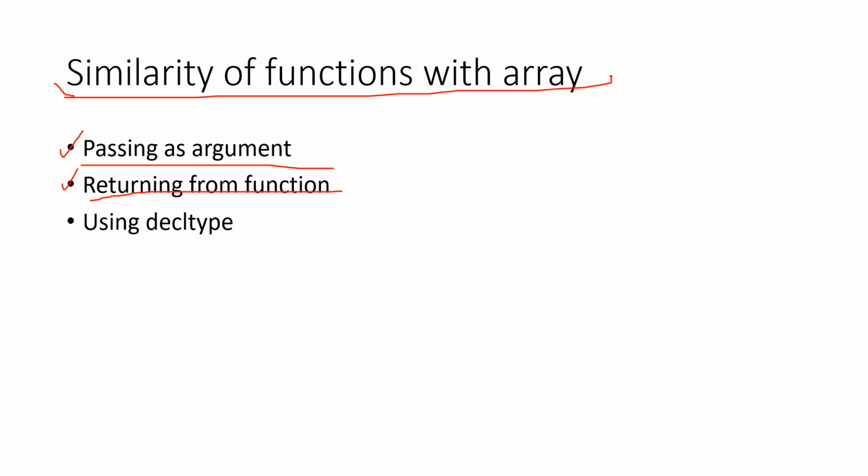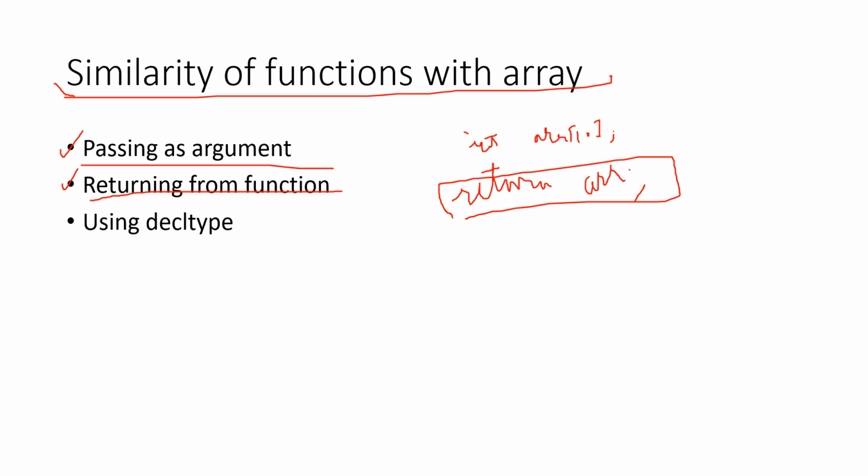So if you write something like return and then your array name, supposedly the name of the array was ar, and somewhere you had declared it as ar[10]. What you would be returning would be a pointer, which would be pointing to the first element of the array. Similarly, in the case of function, whenever you return from the function, then you return a function pointer, not exactly a function.